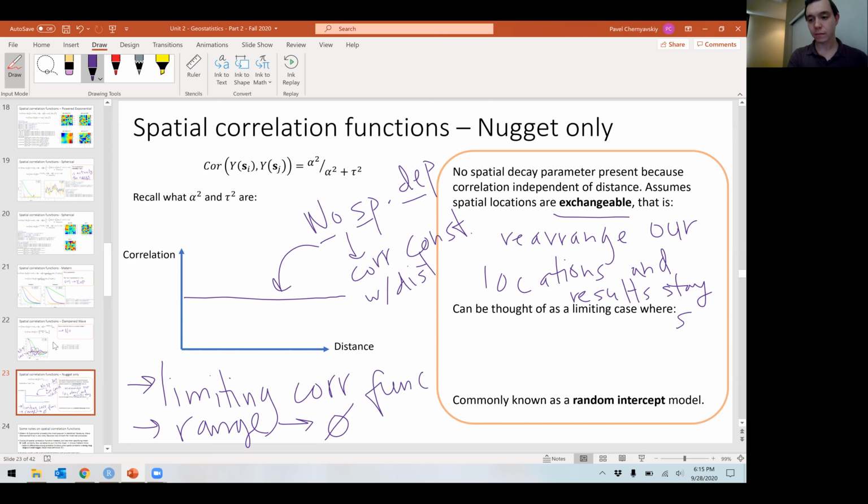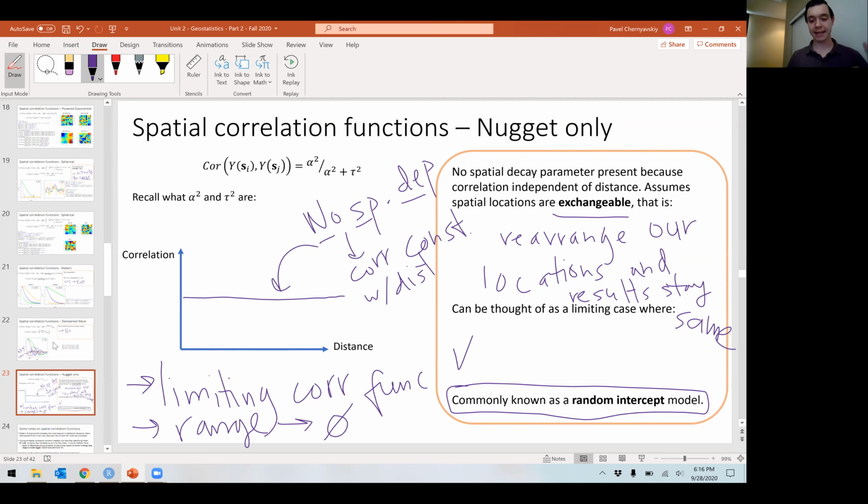And I just covered this. It's a limiting case where the range goes to 0, so data that are nearby are essentially independent. And in some cases, you would call this a random intercept model. If you're more familiar with a hierarchical random intercept model, if there is no spatial correlation between the intercepts, you have a random intercept model. If you do have a spatial correlation between the intercepts, then you're going with a spatial model.